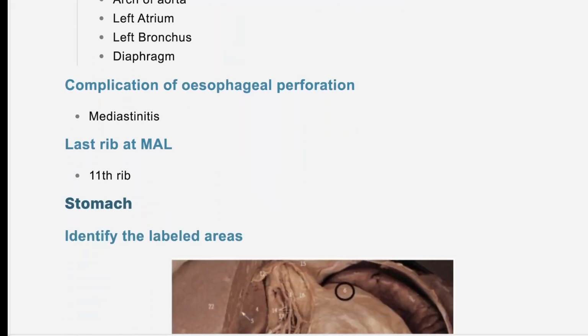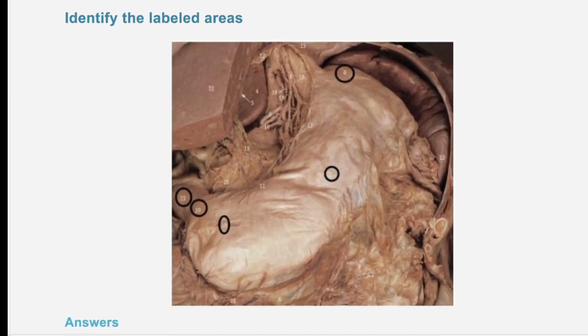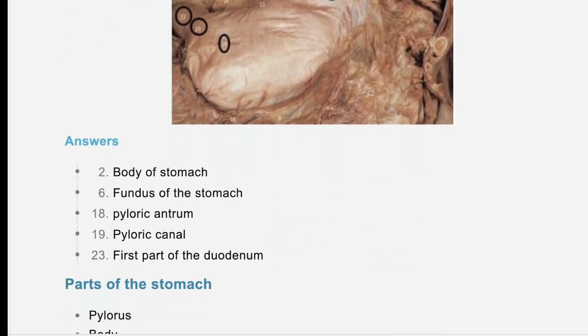And then the stomach, we need to identify this, and these are the parts of the stomach: the fundus, and also you have the body, and this is the pyloric canal here, and the first part of the duodenum at L3. Then what are the parts of the stomach? We just mentioned them.